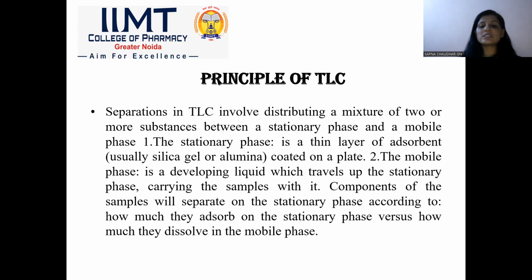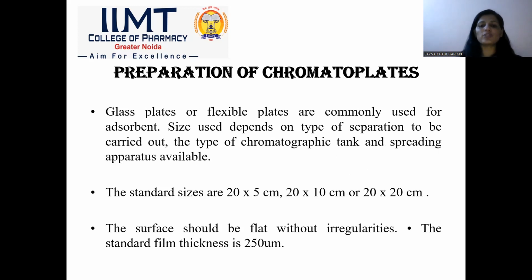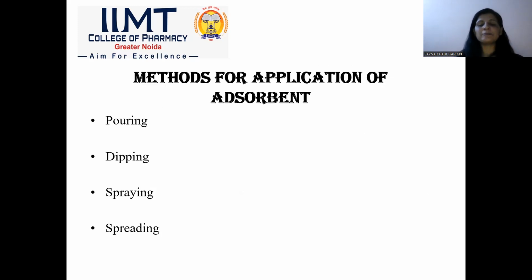and the developing liquid travels quickly over the stationary phase. How to prepare a chromatographic plate? Firstly, glass plates or flexible plates are commonly used as an adsorbent. The size used depends on the type of separation to be carried out and the type of chromatographic tank and spreading apparatus available. The standard sizes are 20 by 5 cm, 20 by 10 cm, or 20 by 20 cm. The surface should be flat without irregularities, and the standard thickness of the layer is 250 micrometer.